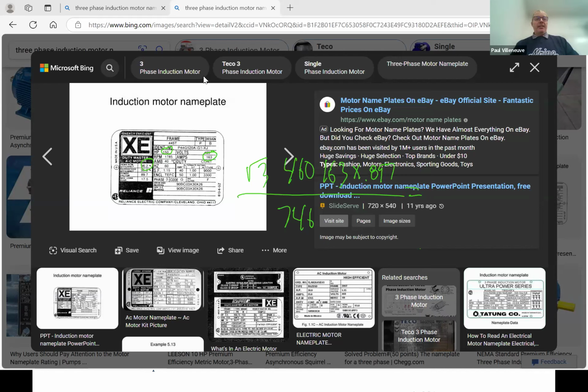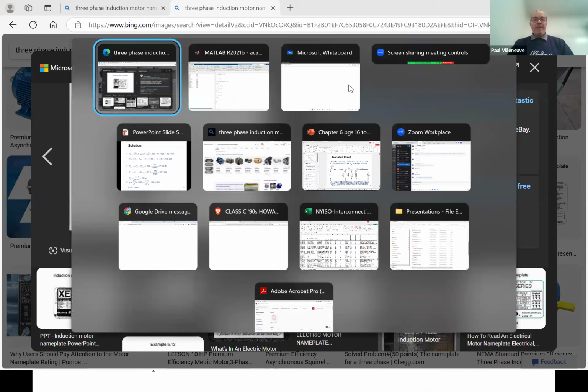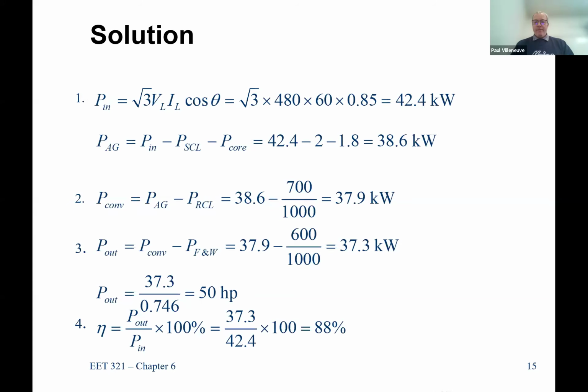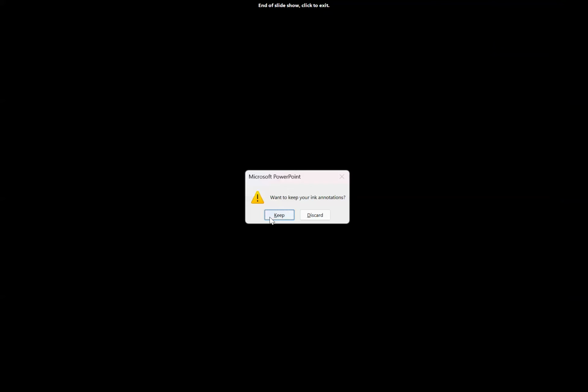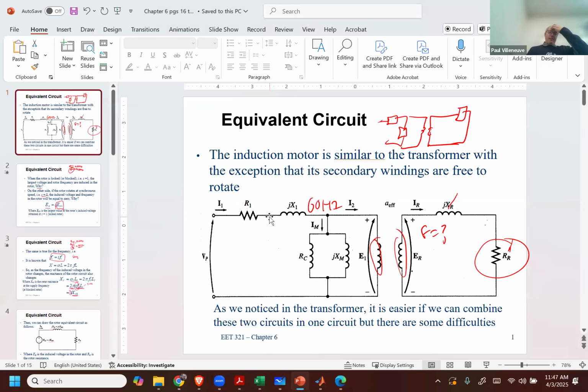All right, let me clear my annotations because you get the idea. And that is your first example of how to do basic power flow diagrams with 3-phase synchronous motors. For the next class, we'll go back to this equivalent circuit and actually do circuit analysis with it.